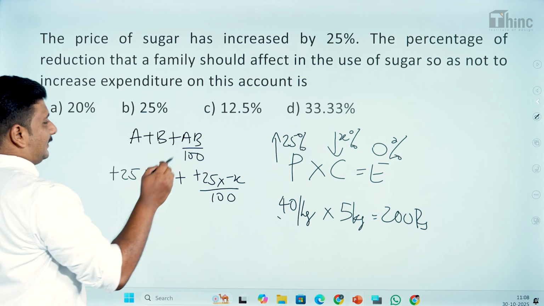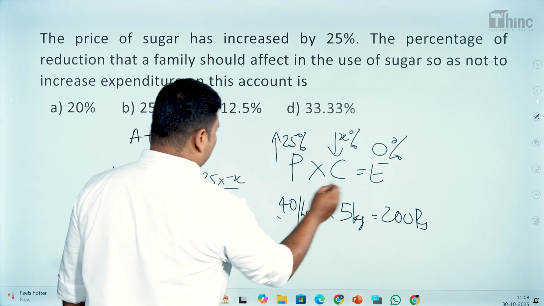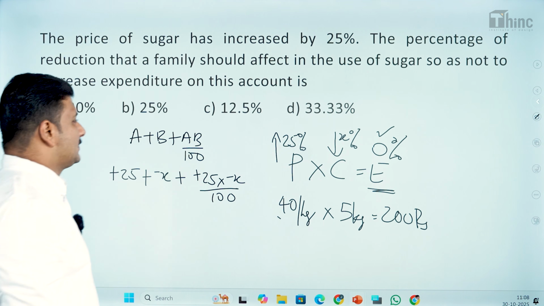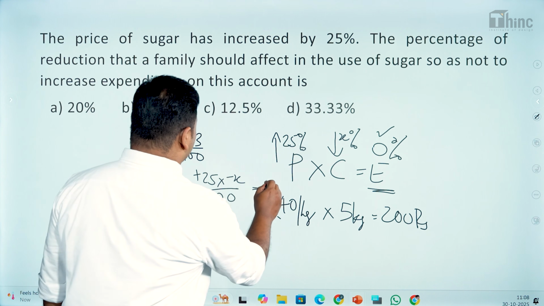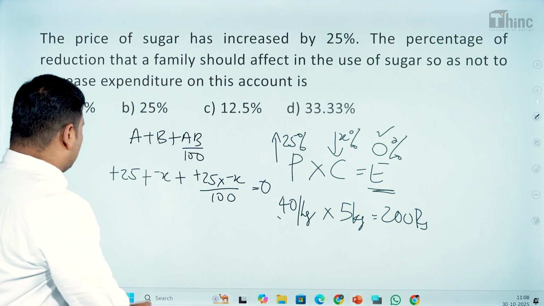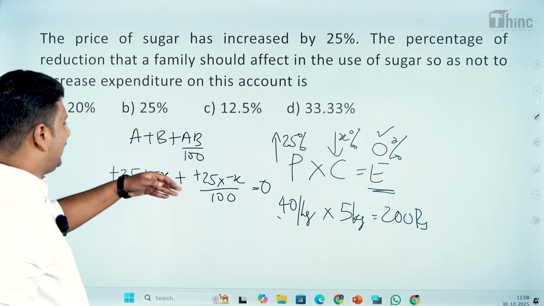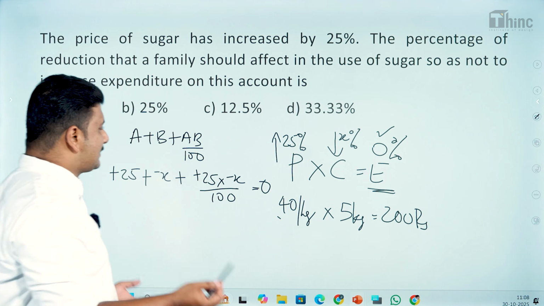And the question says that we need to find the X value so that the percentage change in the product needs to be 0, right? There is no change in the expenditure actually. So the percentage change in the product needs to be 0. So we are equating it to 0, and we are finding the X value which makes it 0. So I believe this is clear for you.